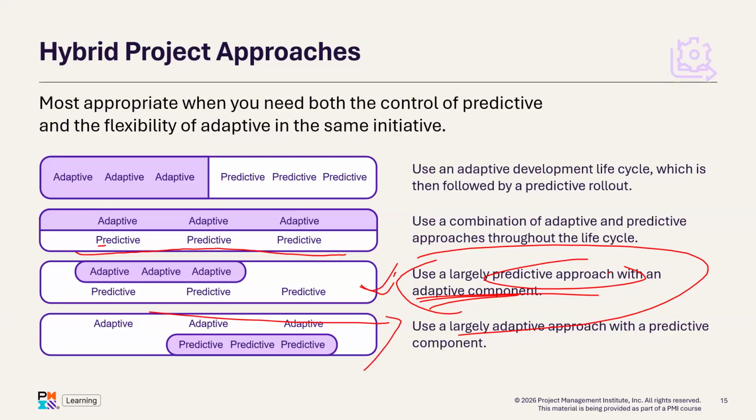And the reverse is the fourth one. Largely adaptive, but with predictive components. It means the project largely is uncertain, but just some small aspects of this project are clearly defined, which we can use the predictive approach to do, and then integrate it into the larger project. Can we have one or two examples of projects that may follow this approach? Largely adaptive, but with predictive components.